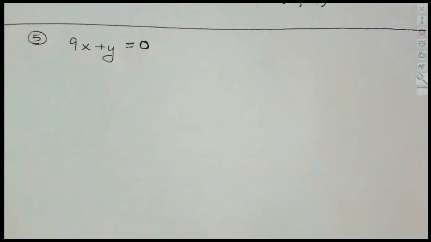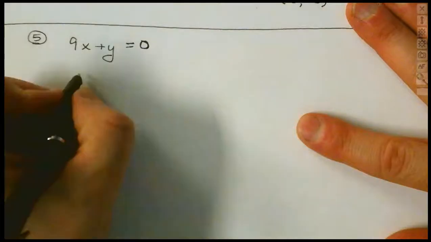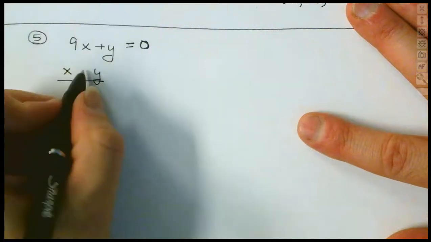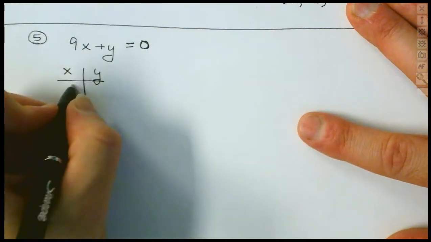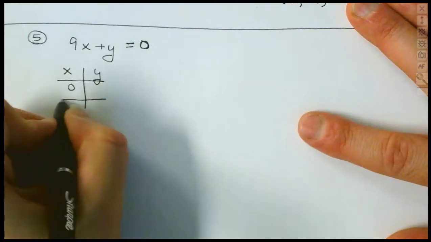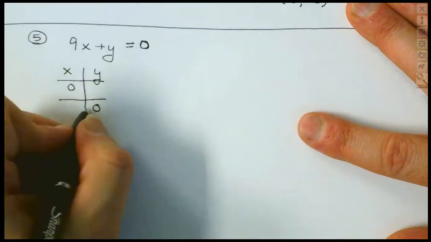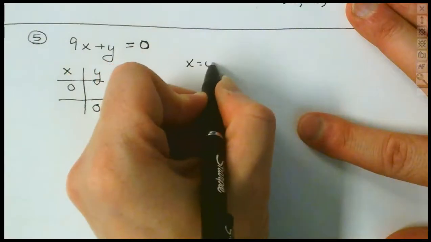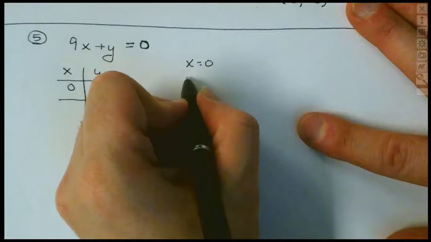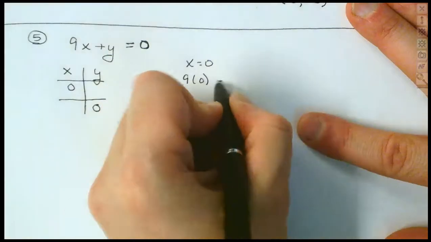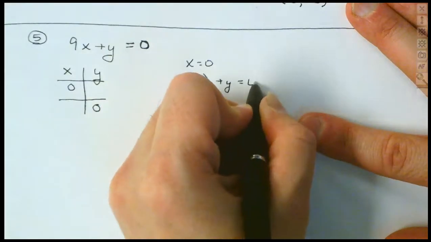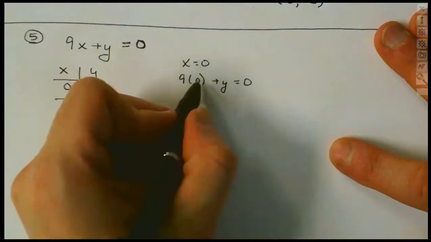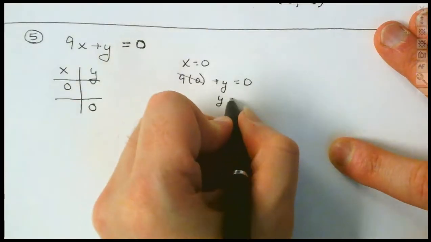So let's try to find our intercepts, and let's work with our intercept table. For the intercept table, we just plug in our zeros and see what comes out. So we're going to plug in x = 0. If I plug in x = 0, then that gives you 9 times 0, which is 0, and that gives you y = 0.